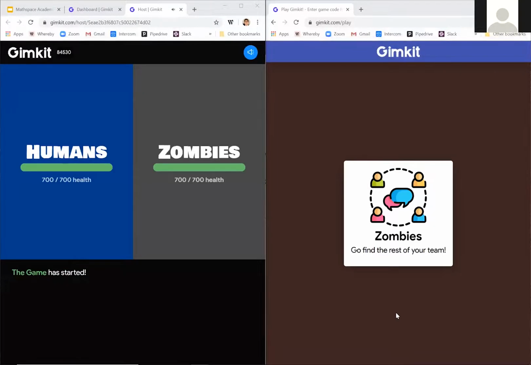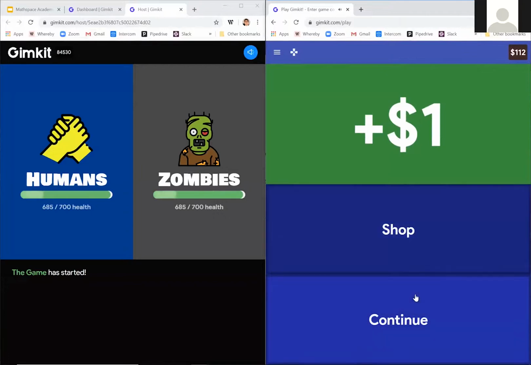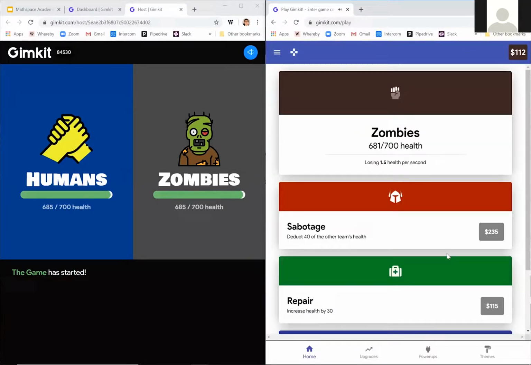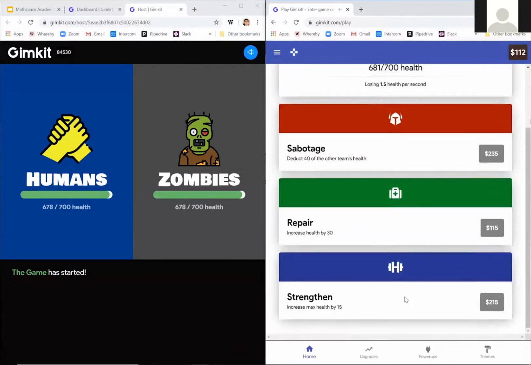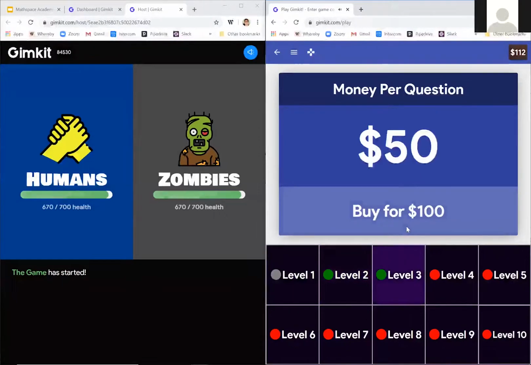What fraction is equivalent to 0.2? Remember, you can buy stuff as well, right? There's a little shop. 0.25. 2/8. That was tricky. Oh, I've got money. Whoa. Some people have already sabotaged. Upgrades. Money per question. Give me more money.